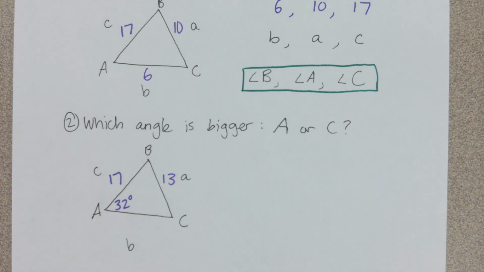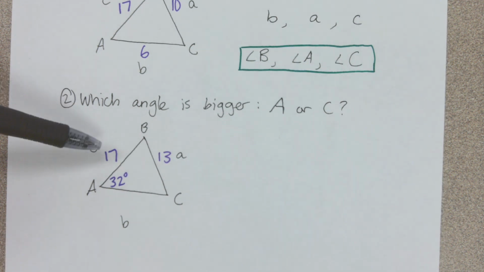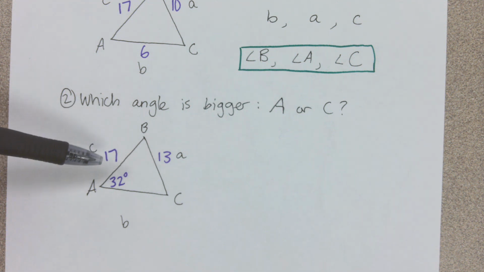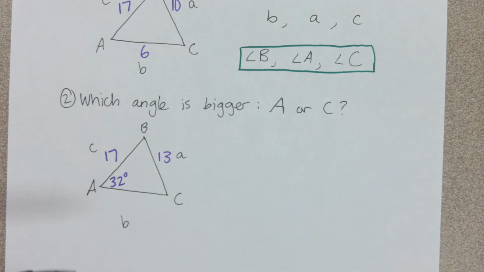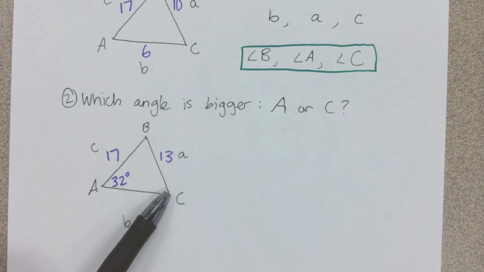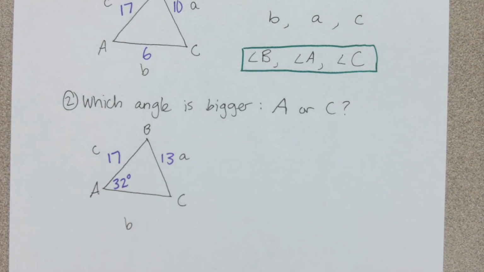Exactly. Since 17 is bigger than 13, those corresponding angles are going to have the same size proportionally. 17 corresponds with C, that angle. Even though we don't know the number, we know that it's going to be bigger than 32. That concept is what you need to be aware of and pay attention to make these problems easier for yourself.